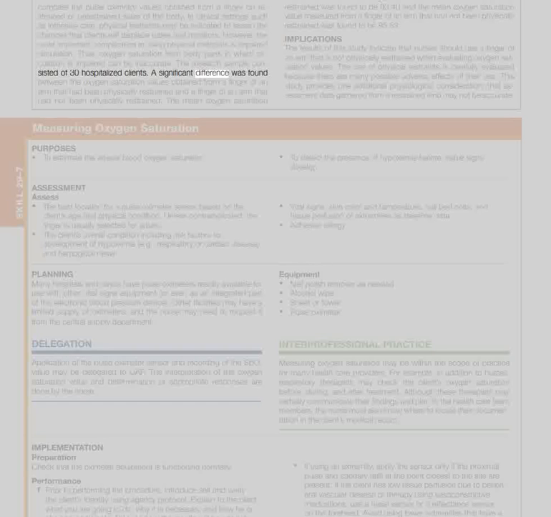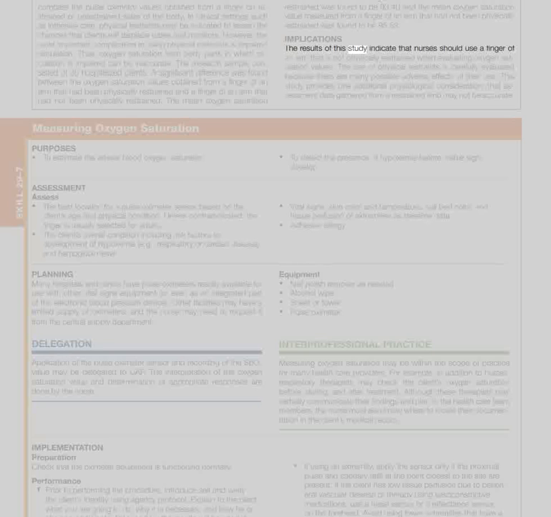A significant difference was found between the oxygen saturation values obtained from a finger of an arm that had been physically restrained and a finger of an arm that had not been physically restrained. The mean oxygen saturation value measured from a finger of an arm that had been physically restrained was found to be 93.40, and the mean oxygen saturation value measured from a finger of an arm that had not been physically restrained was found to be 95.53.